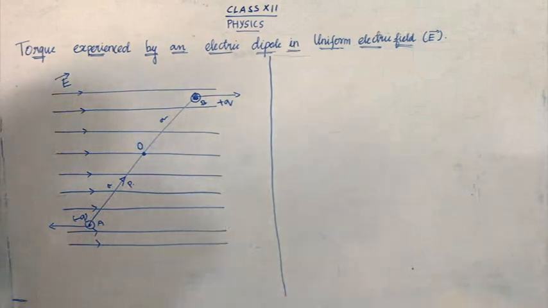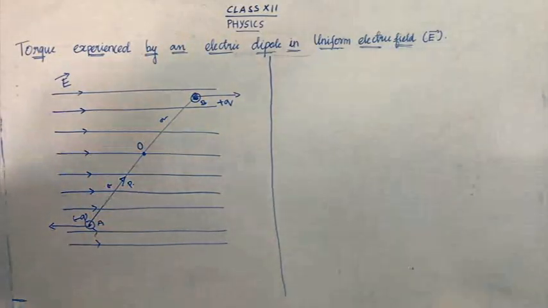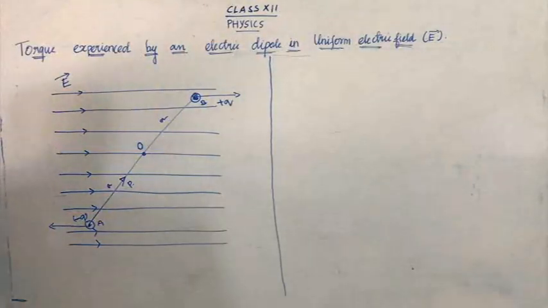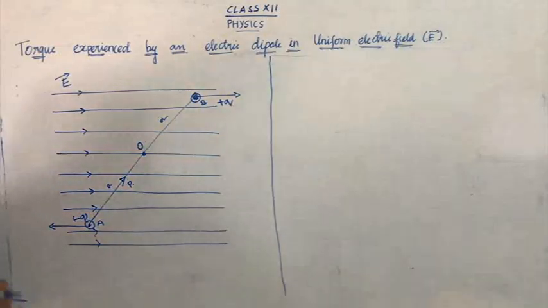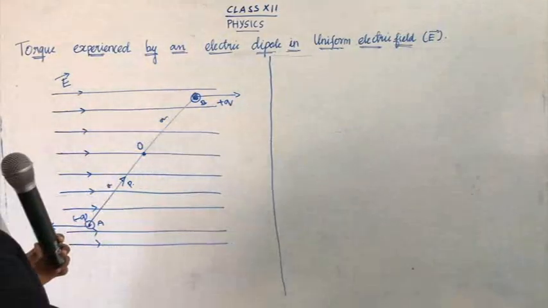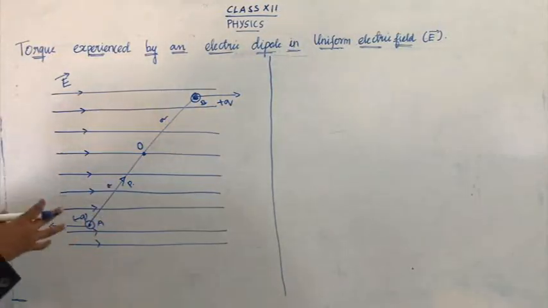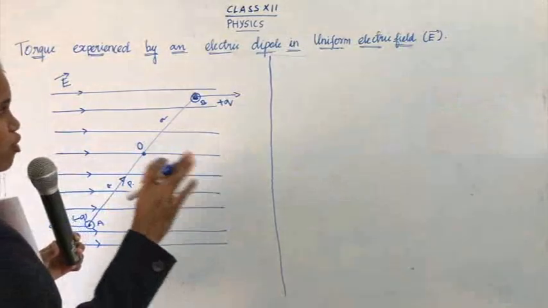In today's class we are going to see about torque. Torque is a kind of force. Today we are going to see about the torque experienced by an electric dipole in a uniform electric field. In previous classes we have seen the electric dipole, electrostatic potential, and electric potential energy. We saw the derivations in the previous classes. In today's class we are going to see three derivations. First of all, what is torque and how it is formed in a uniform electric field.